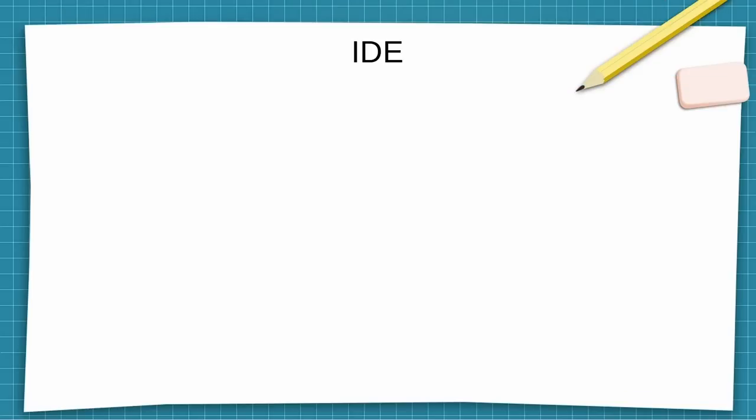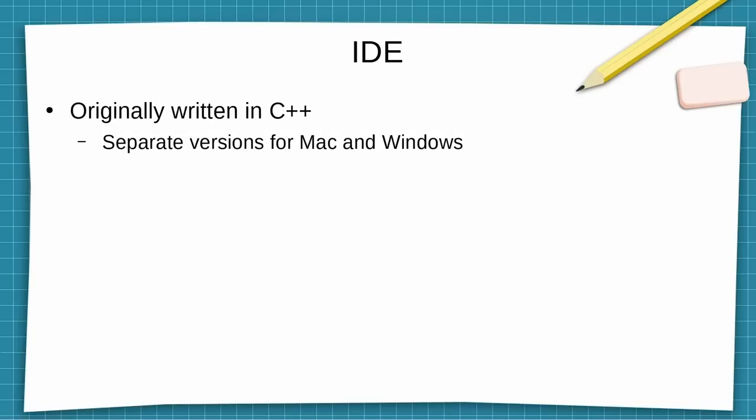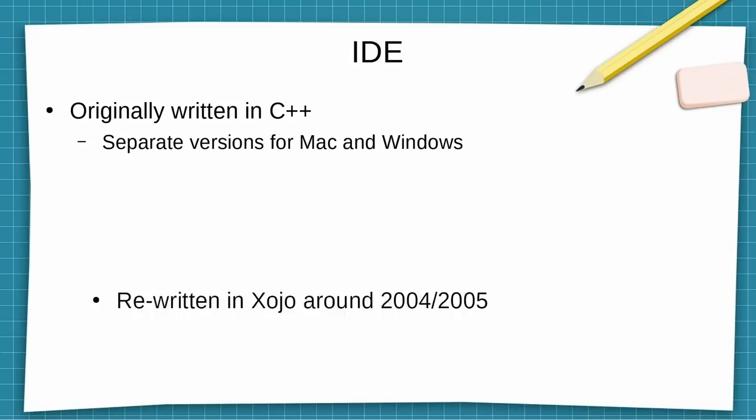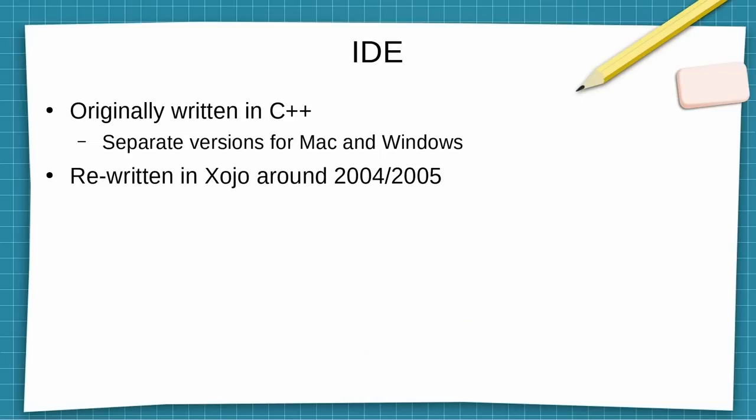So the Xojo IDE, as I mentioned, was originally written in C++. And there actually were separate versions for Mac and Windows, which was kind of crazy if you think about it. But there it was. And as everyone knows, having separate versions of software like that is not the best thing. But in the mid-2000s, it was rewritten so that it was essentially built using itself.